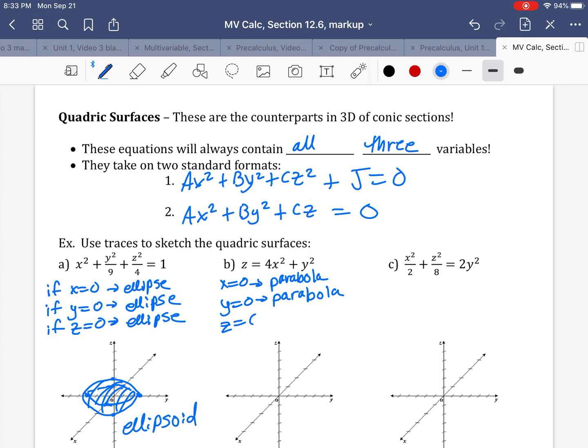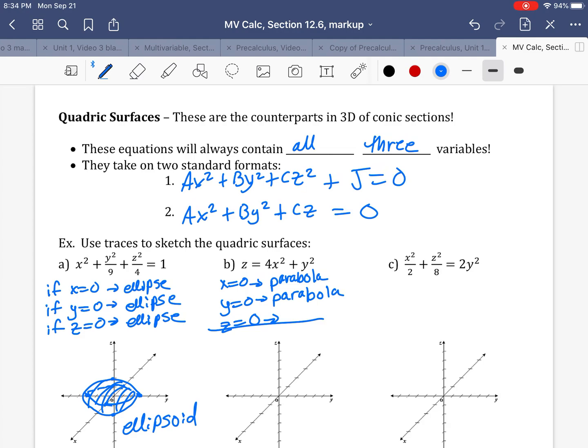And if z were equal to 0, that means that this part would equal 0, and that means that x and y would have to be 0 also. Because none of them are negative because they're squared, so I don't have to worry about that part right here. Okay, so if I have the parabola z equals 4x squared, that's a pretty skinny parabola.